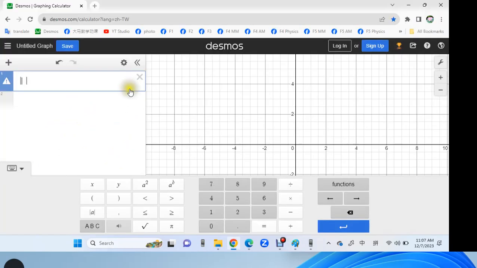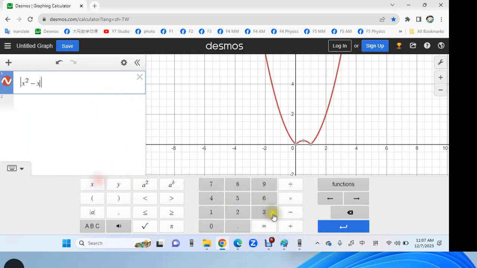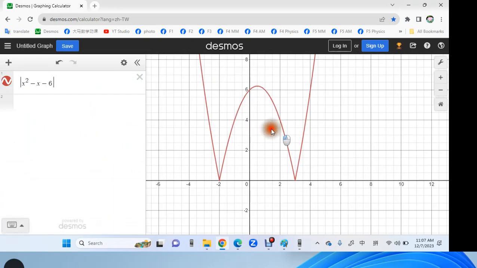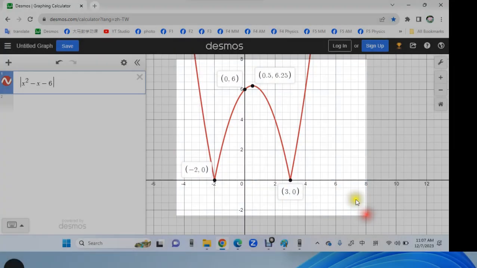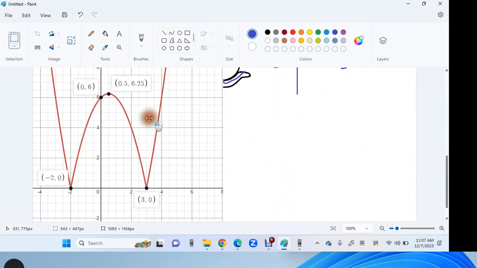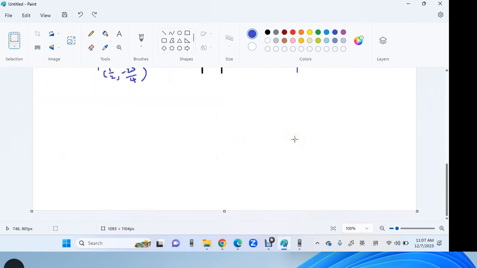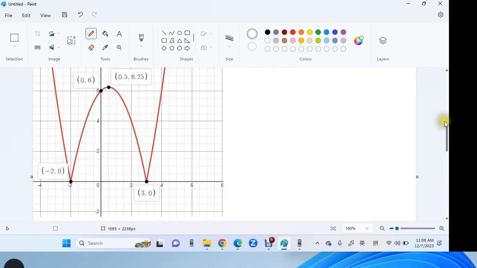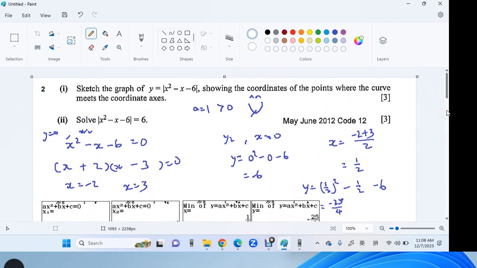So for this one, we have x squared minus x minus 6. It will look like this. So -2, and this one something like this. So this is the answer. This is the graph that I show. This is the graph from Desmos. This is the graph drawn by Desmos, and this is the graph sketched by me.